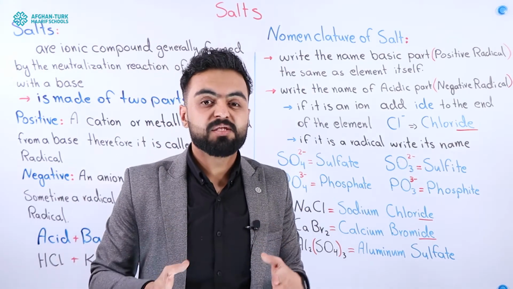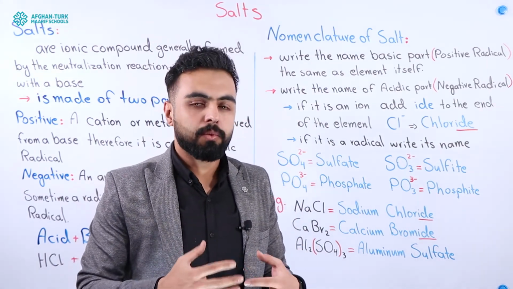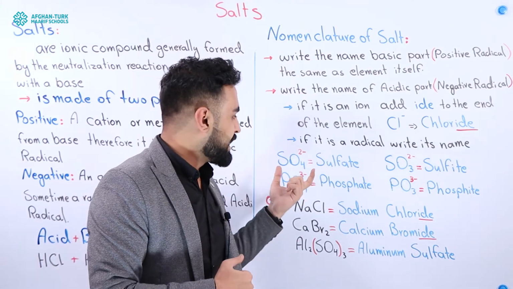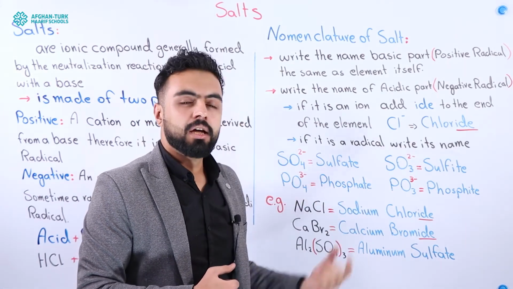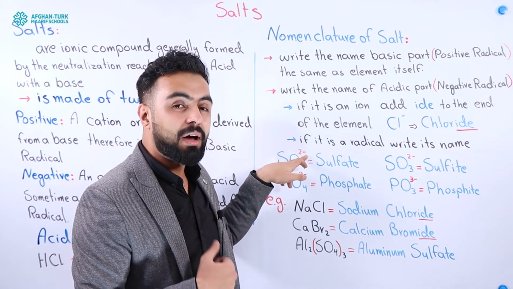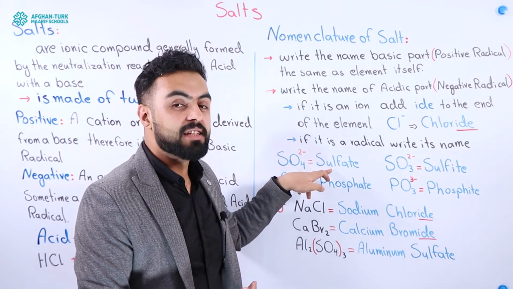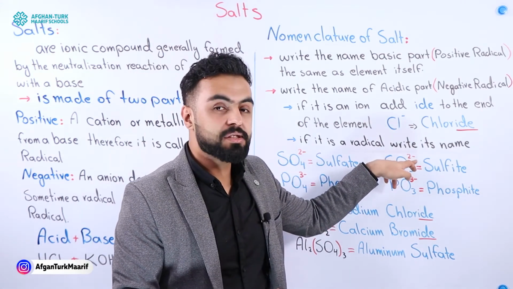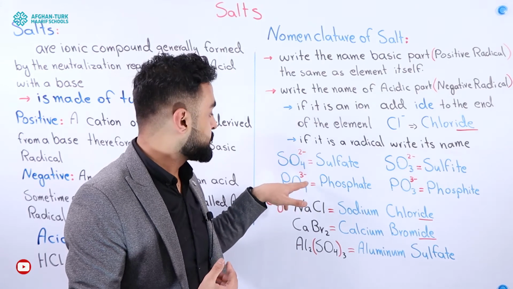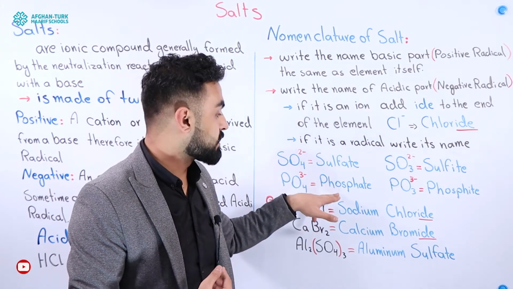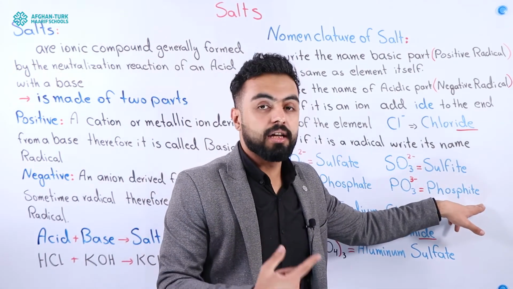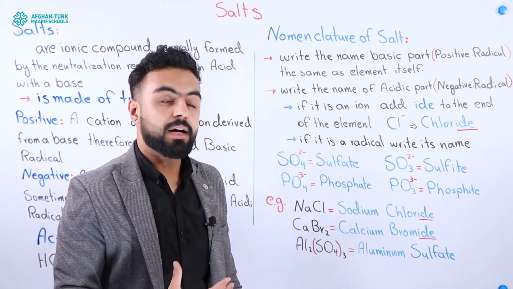There are radicals with specific names, and why we call them like that, we will study in 11th grade. But now memorize these four, which we mostly use in salts. SO4 with -2 is called sulfate. SO3 with -2 is called sulfide. PO4 with -3 is called phosphate. And PO3 with -3 is called phosphide. So they are four famous radicals.